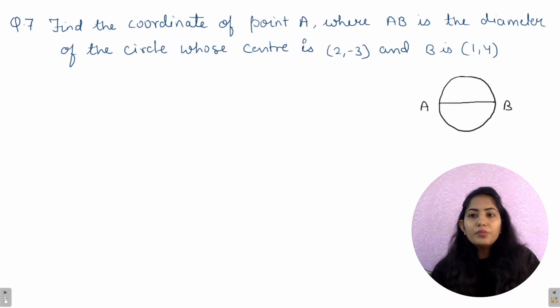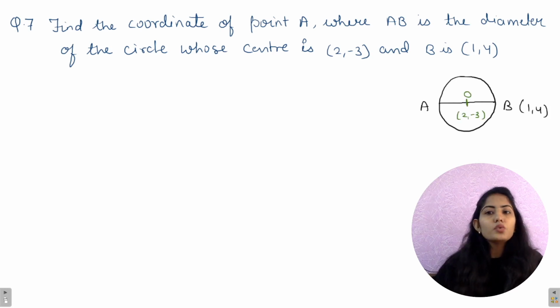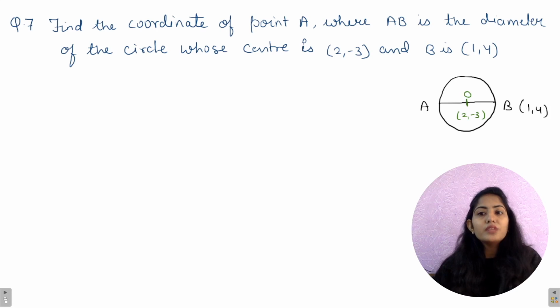Okay, so B is given as 1,4 and there is a point at the center, here is our center, and the coordinates of the center are given as 2 minus 3. I am taking it as point O, okay, 2 minus 3 is given and we have to find the value of x, that is the coordinate of A, that is x y. So for that we are going to use section formula.